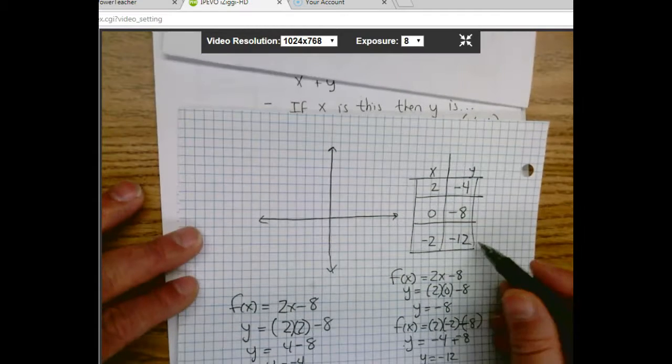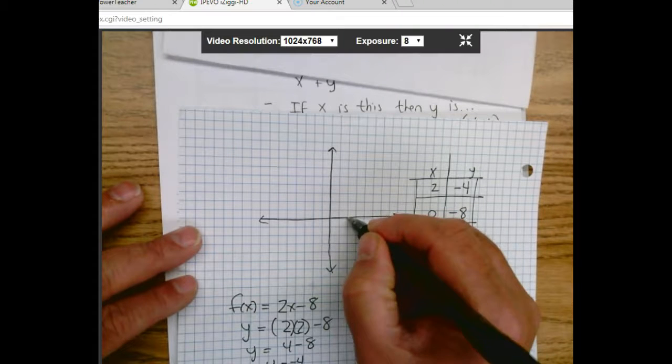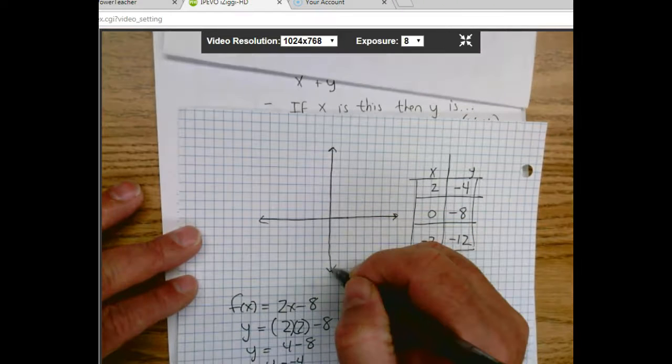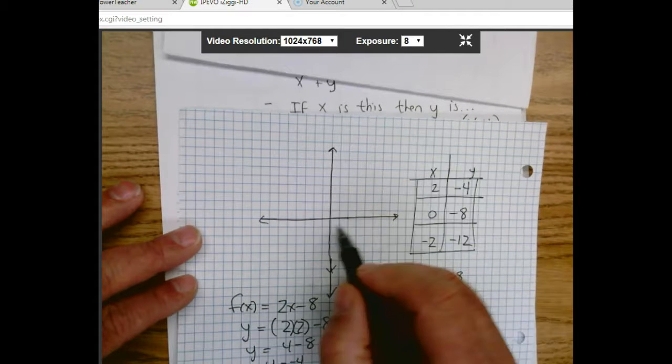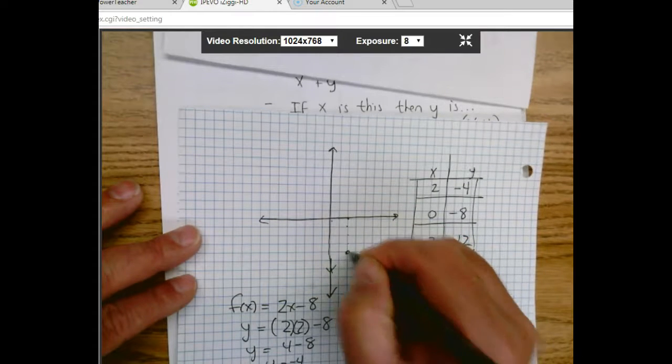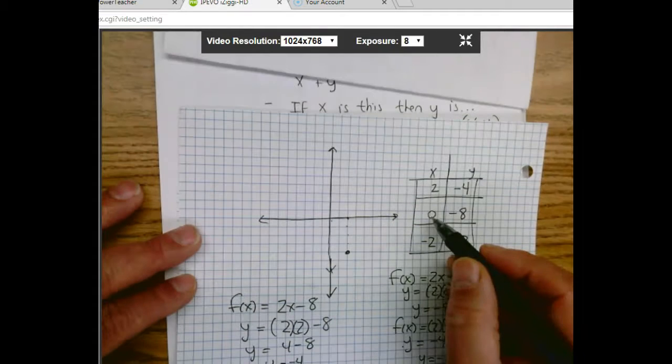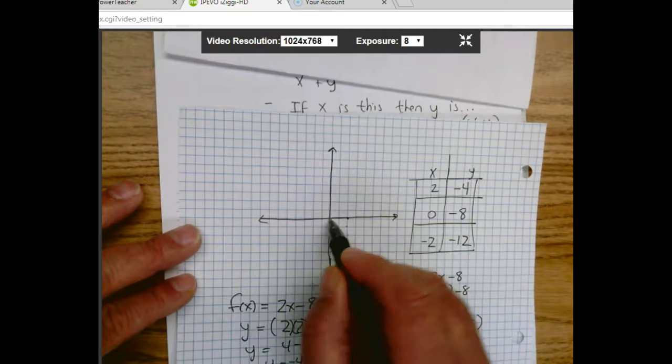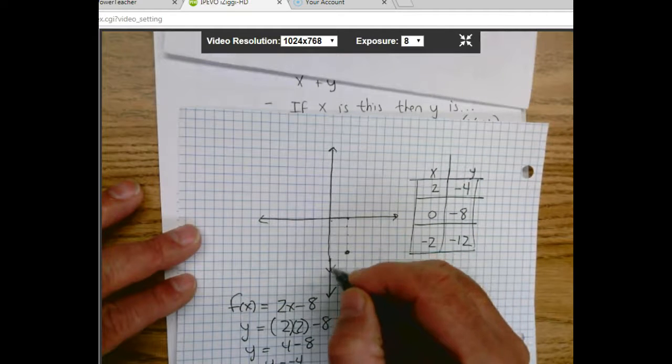Okay. So 2, 1, 2, a little further down, 1, 2, and negative 4. 1, 2, 3, 4. It's right here. And then 0, and really we just need 2 actually. If we just go 0, negative 8, 4, 6, 7, 8.